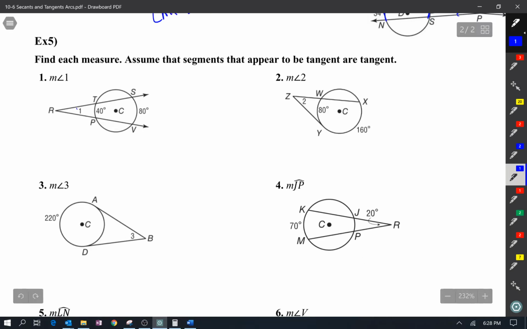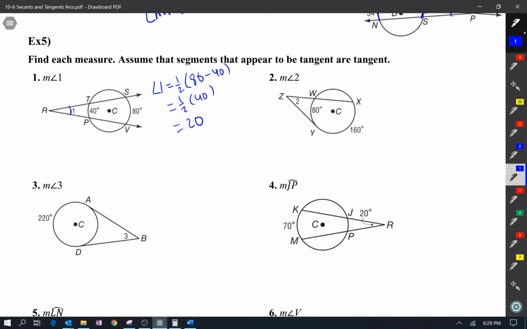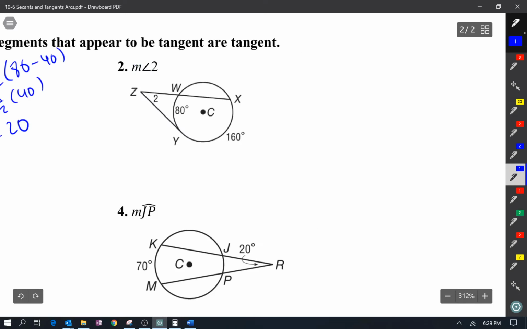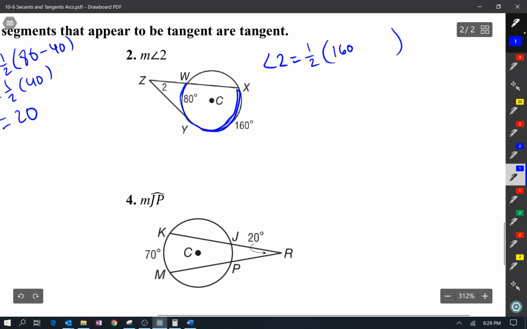All right, so we're trying to find angle 1, right? Well, angle 1 is going to be equal to half of the difference of the two arcs. So 80 minus 40. So it's going to be half of 40, which is 20, right? Pretty easy. All right, so I don't like looking at this one like it's a new type of problem. Look, here's the first arc, here's the second arc. It follows the same rule, right? So angle 2 is going to be equal to half of the difference. What's the two arcs? 160 and 80.